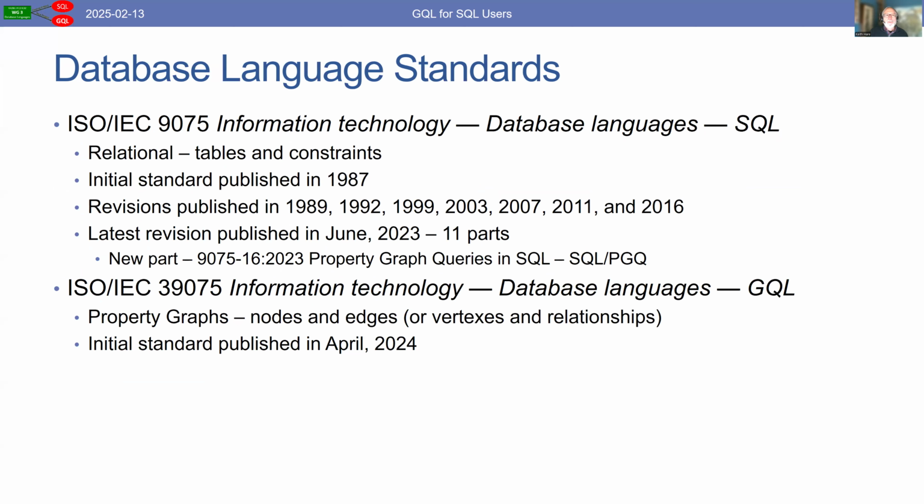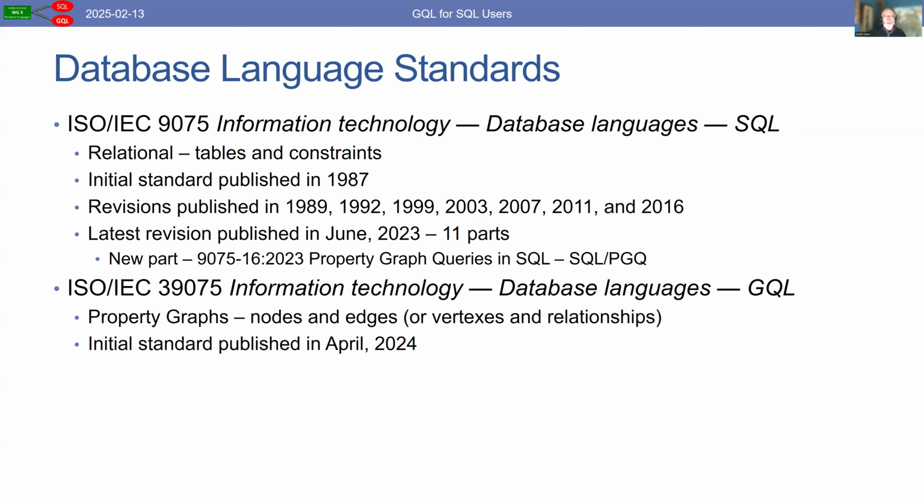So standards. There has been an SQL database language standard, technically ISO IEC 9075 Information Technology Database Languages SQL, since 1987. This describes tables and constraints and queries against tables and constraints. There have been multiple revisions published since the initial version in 1987, most recently in June of 2023. There are now 11 parts to the standard, and the new part last year was property graph queries in SQL, PGQ. I'll come back to that.